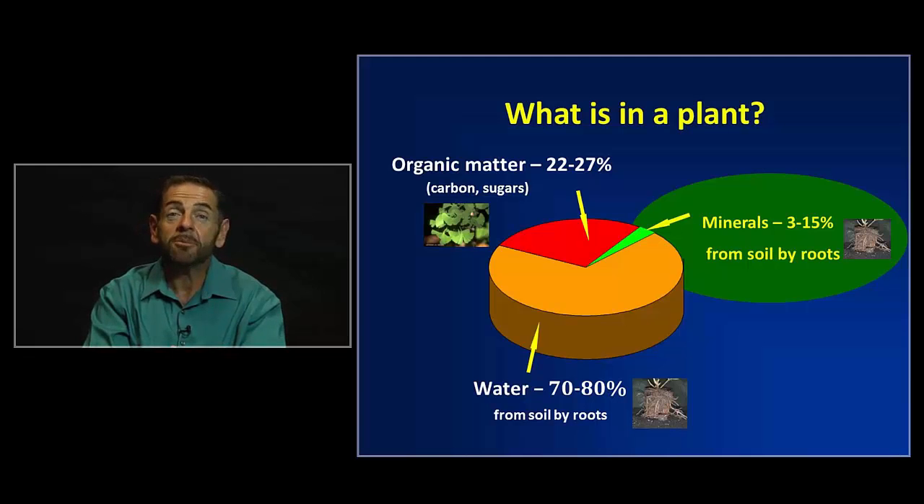But only 3–15% of a plant's total weight is actually the minerals, the plant essential nutrients that are in the plant. So it's a very small fraction. But getting those minerals, those nutrients to the plant when the plant needs them is very important and will dictate whether you have a healthy and successfully growing plant.